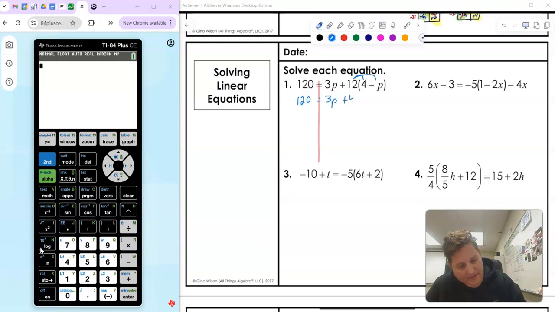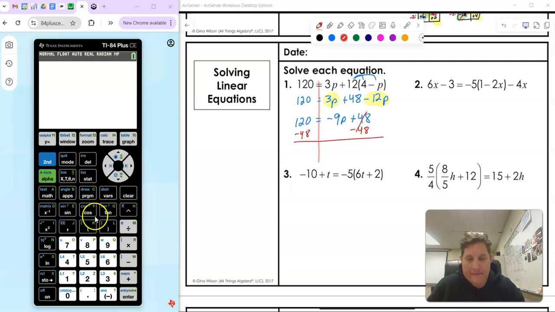That gives me plus 48 minus 12, right? Then you're going to combine together anything on the same side that has like terms. So 3 minus 12 is going to give me negative 9p plus 48. And then I just go about solving this. Subtract 48. Okay, you guys can use calculators on this. I've got mine pulled up because it's too late in the day to be able to do 120 minus 48 in my head. 72.